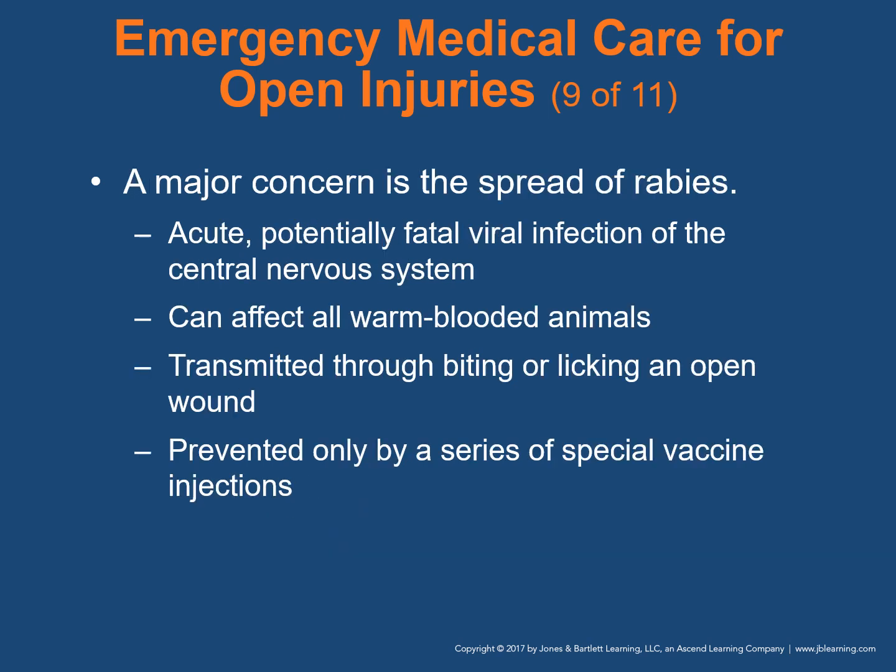A major concern is the spread of rabies, which is an acute, potentially fatal viral infection of the central nervous system that can affect all warm-blooded animals. The virus is in the saliva of a rabid or infected animal and is transmitted through biting or licking an open wound. An infection can be prevented only by a series of special vaccine injections. Children, particularly young children, may be seriously injured or even killed by dogs. The animal may turn and attack you as well. Do not enter the scene until the animal has been secured by the police or an animal control officer.